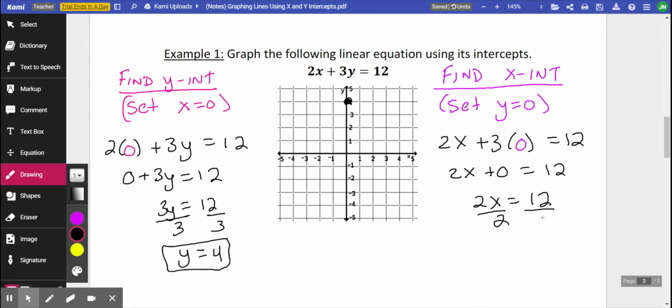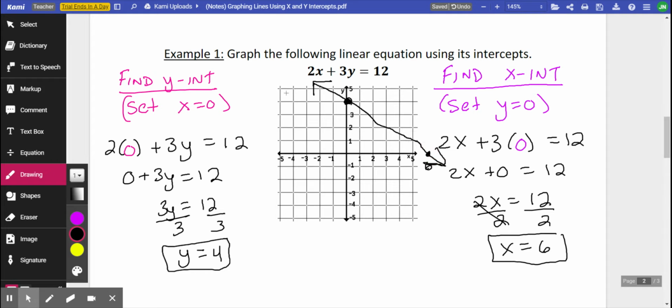We're going to divide by 2 on both sides. So we get x is equal to 6. So what that tells me is that the x-intercept, it crosses the x-axis at 6, which is right over here, right? So if I wanted to graph this line, all I have to do is connect the dots. And you have your graph.